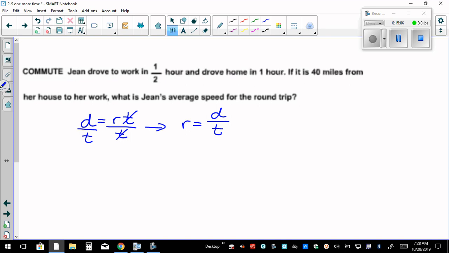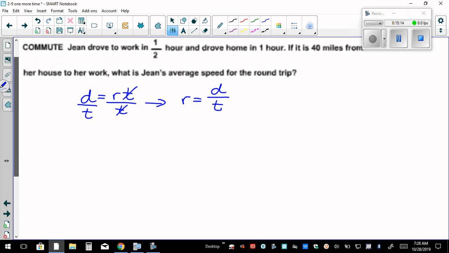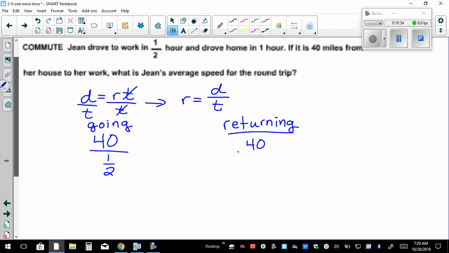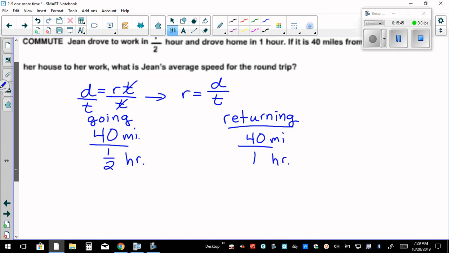So let's first start with she drove to work. It took her half an hour to get to work, and it's 40 miles. And then over here, let's do returning home. Going home, the distance is the same. It's still 40 miles from work, but it took her 1 hour. This is miles, and this is hours. So that'll give me her rate of speed.